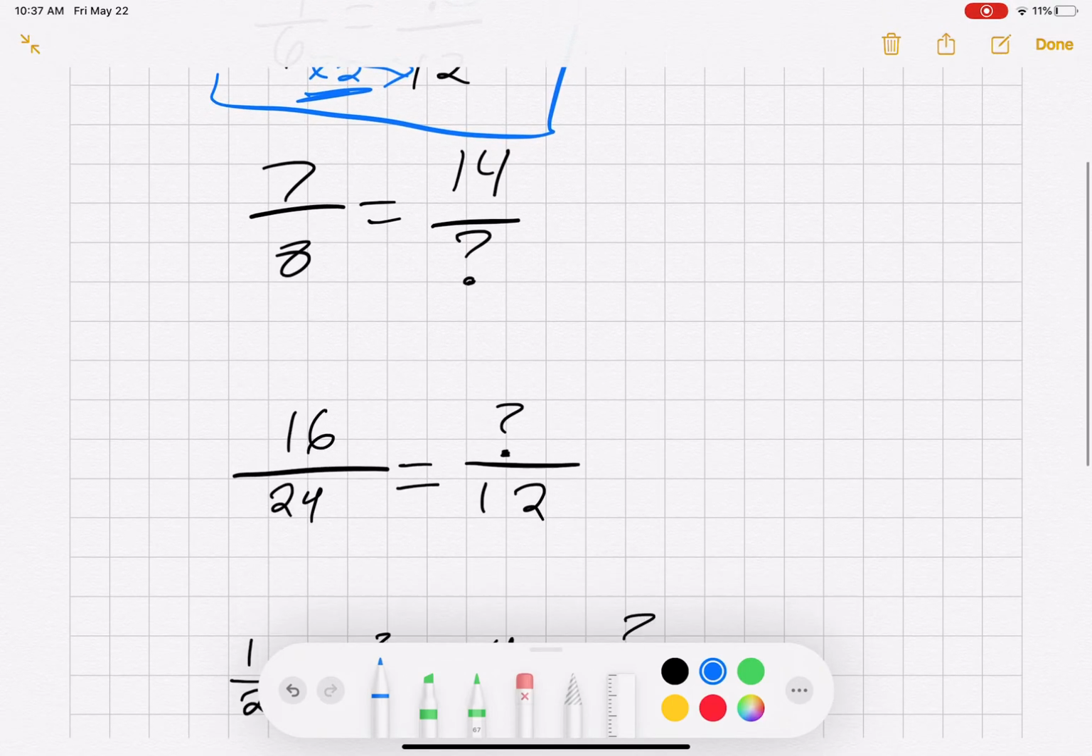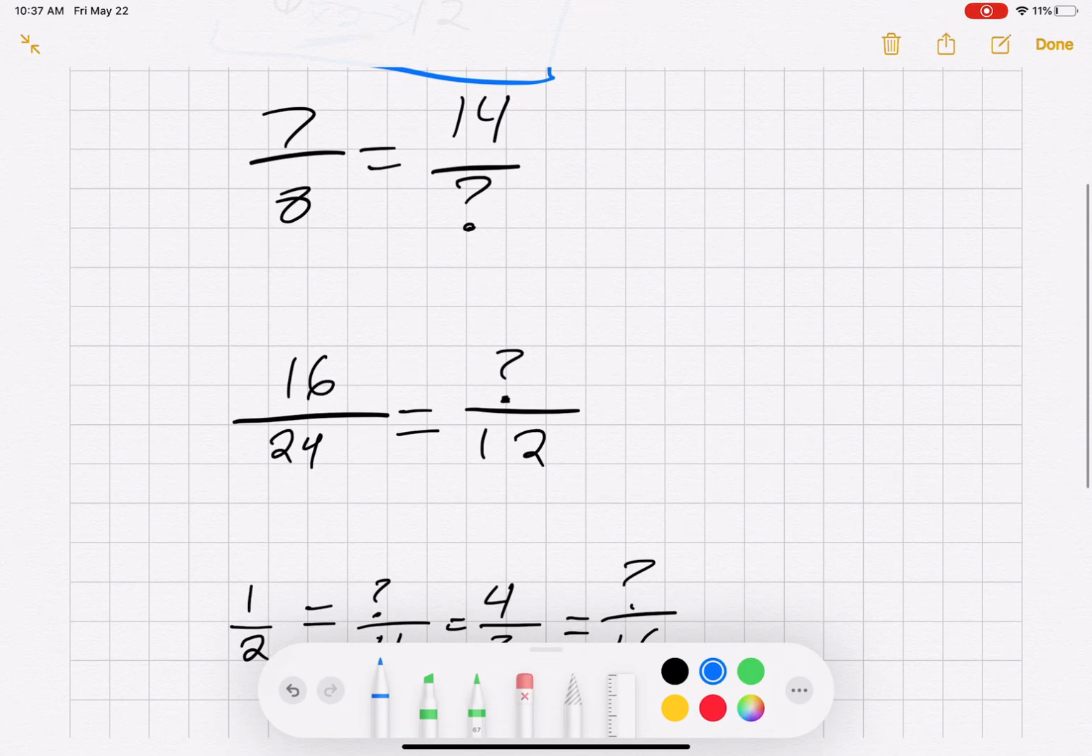Okay, if I'm going down here, same thing. It doesn't matter if it's on the top or the bottom. Whatever I do to one, I need to do to the other. So if I'm looking at 7, how did I get it to 14? Again, I doubled it. So I multiplied it by 2 to get to 14. So I would multiply 8 by 2, and I would get 16 there.